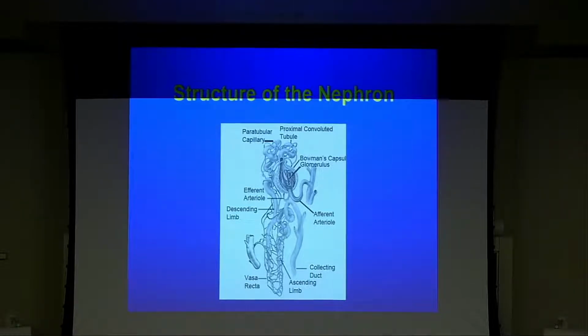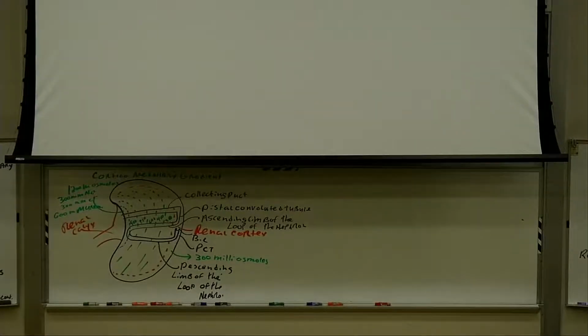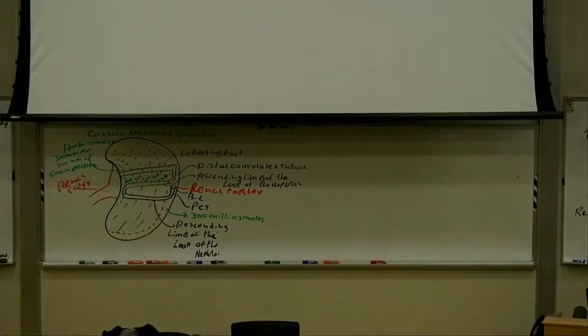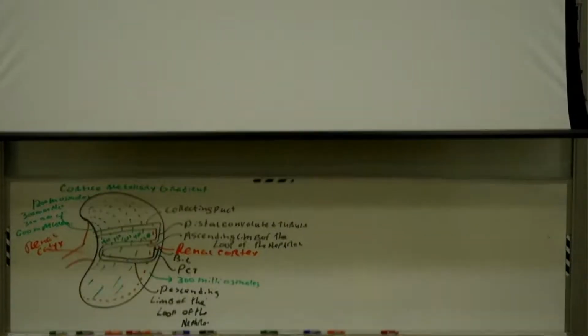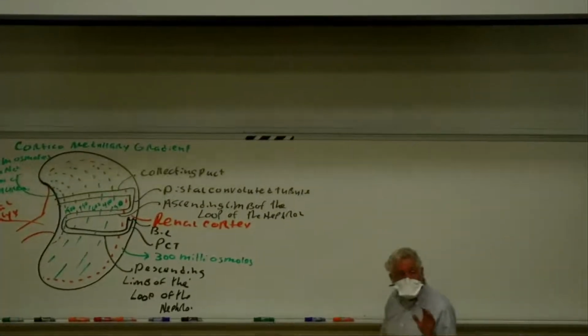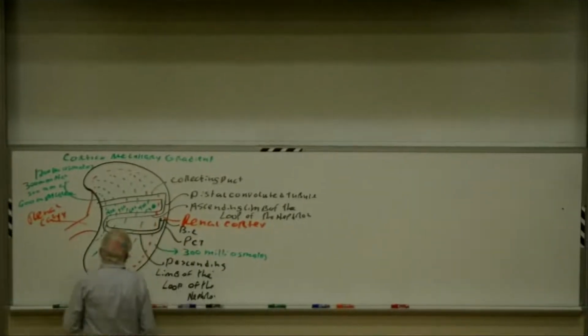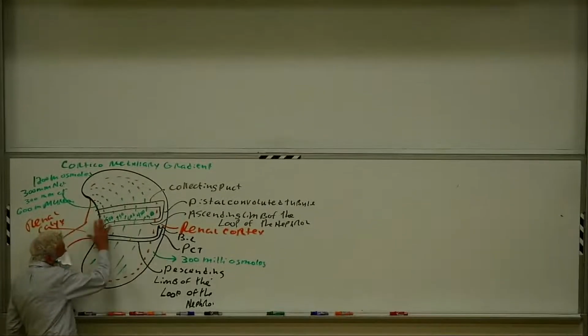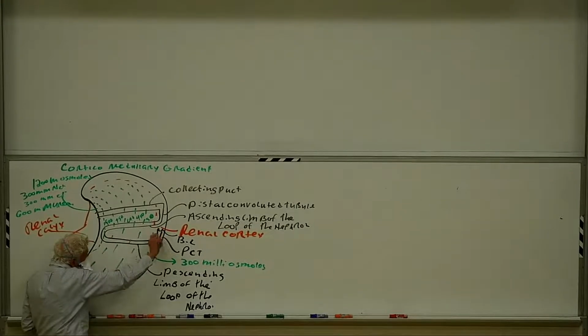We're going to simplify this into a two-dimensional image and talk about what's going on at each level of this nephron as the descending and ascending limbs traverse the corticomedullary gradient. So any questions up to there? So what we've done so far is we've set up the gradient and we've placed this juxtamedullary nephron.